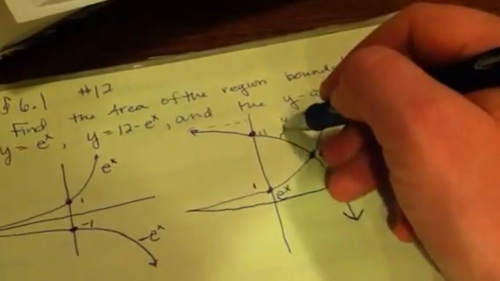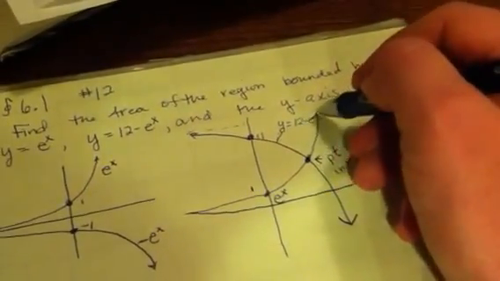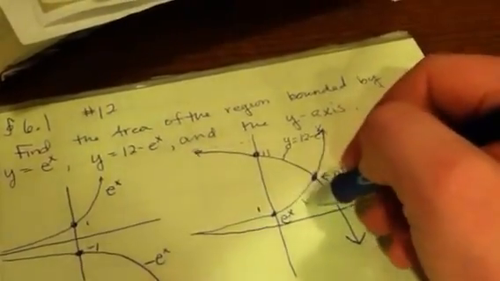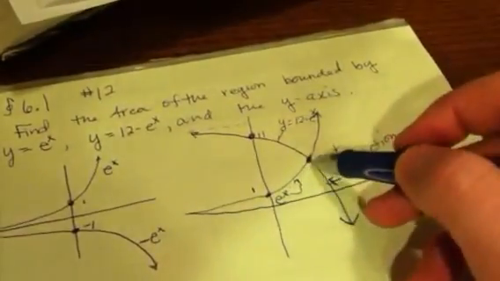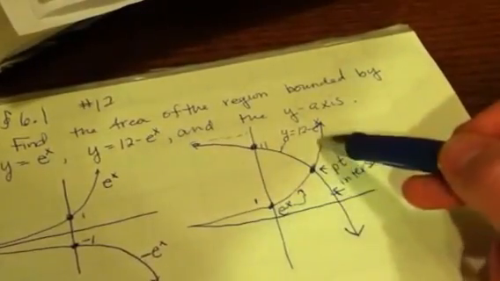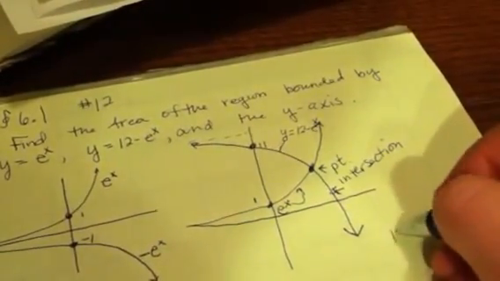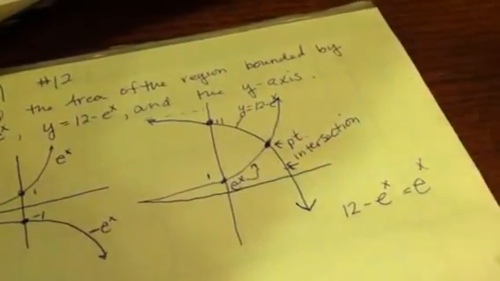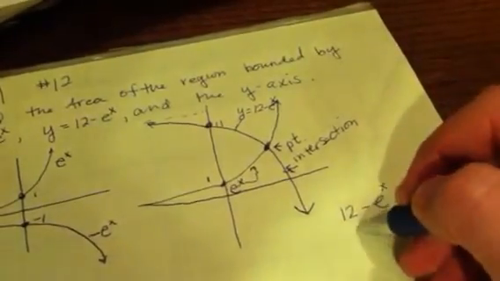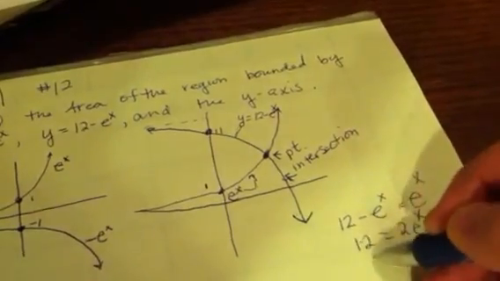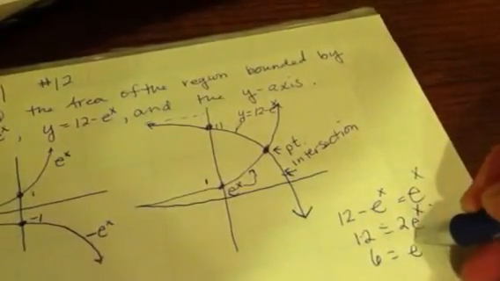This right here is y is equal to 12 minus e to the x, and this curve right here, that's still the same curve, is y is equal to e to the x. They share the same point when the two functions are equal, when y1 is equal to y2, or when 12 minus e to the x is equal to e to the x. We could add e to the x to both sides and we'd have 12 is equal to 2e to the x. Divide through by 2 and we have 6 is equal to e to the x.